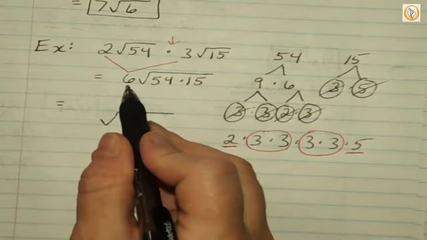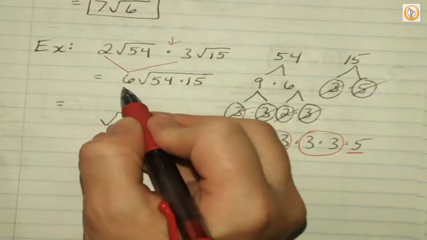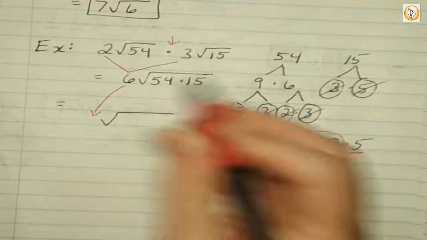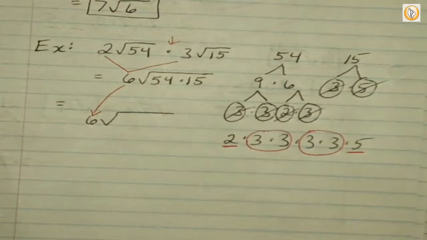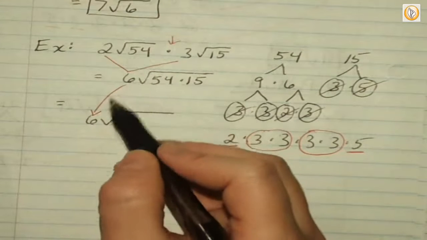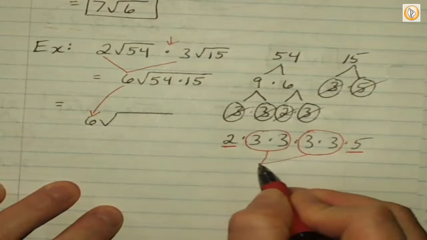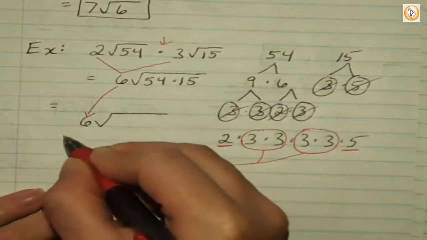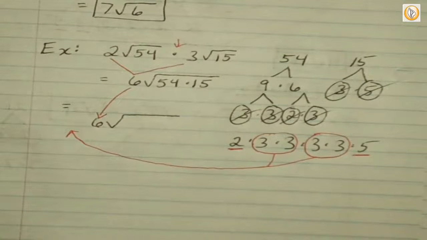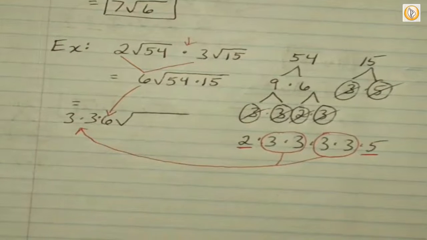Now keep in mind, did I already have the 6 on the outside? Y'all see this 6 on the outside? I'm going to bring it down again. The 6 is on the outside from the 2 times 3. I'm going to bring it down, but I also have to bring my pairs to the outside. Okay. 3 times 3. And I'm multiplying that with the 6.